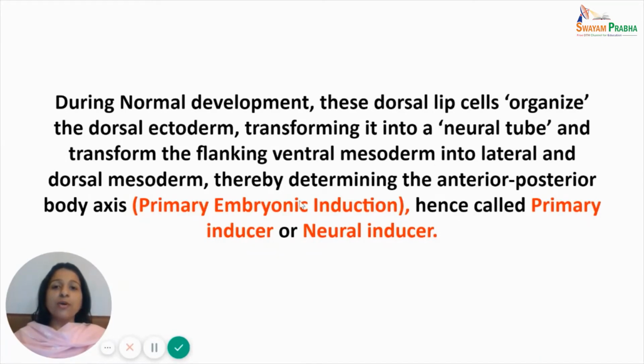Actually, the concepts of primary embryonic induction, secondary and tertiary embryonic induction came quite late after the experiment done by Spemann and Mangold, in which they brought out this concept of organizer. Now it is known that embryonic induction is not a single step, but it is a cascade of events in which there are certain primary induction, secondary induction, and tertiary inductions.